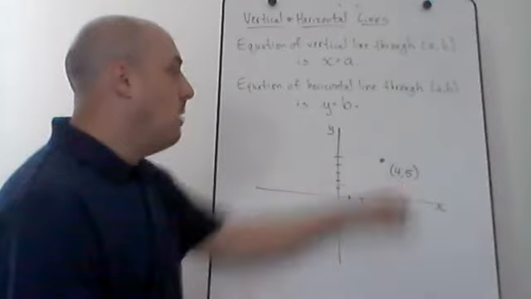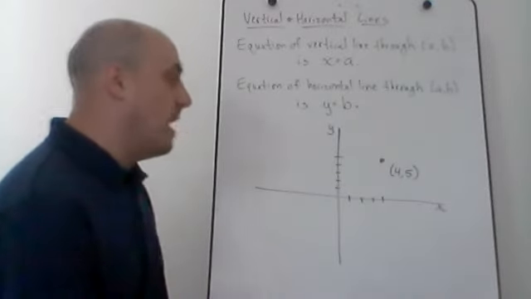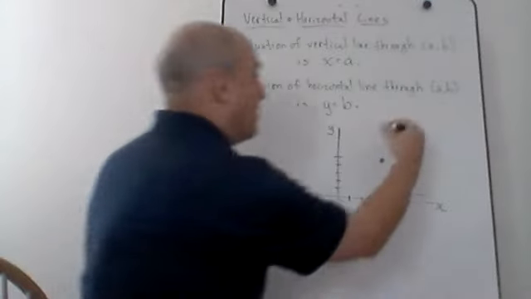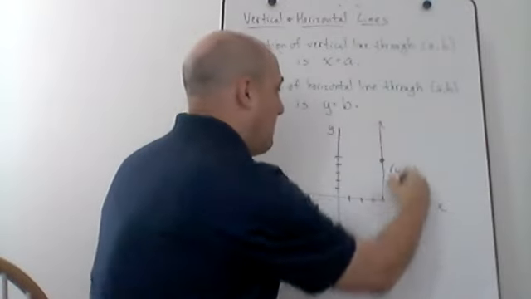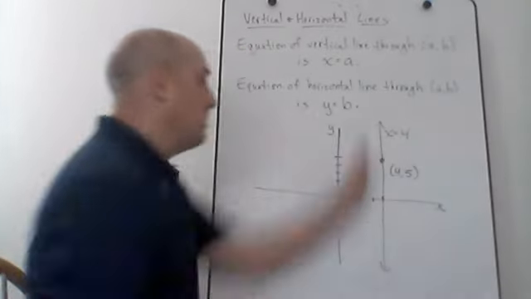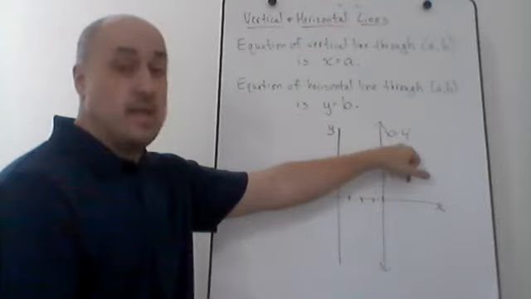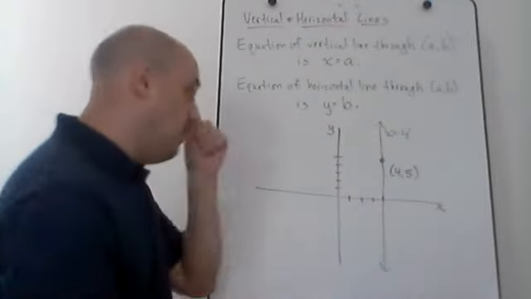So if I have a point (4, 5), so I plotted that point up there at x equals 4, y equals 5. The equation of the vertical line that goes through that point is the equation x equals 4. Remember, a vertical line is going in the same direction as the y-axis, but the equation is not y equals, it's x equals 4.